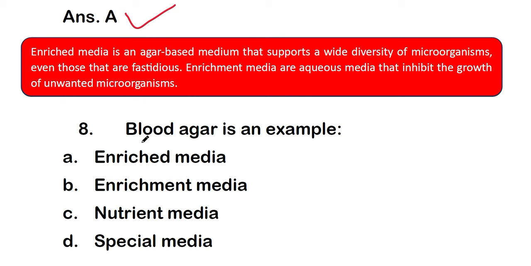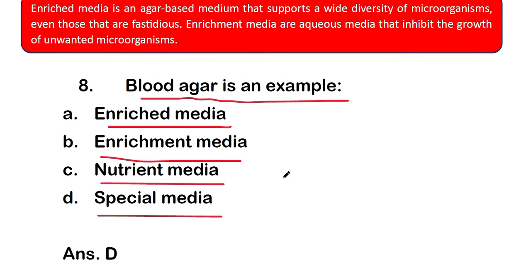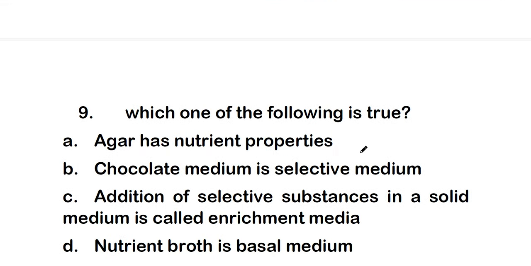Blood agar is an example of option A, enriched media, option B, enrichment media, option C, nutrient media, option D, special media. And the right answer is option D, that is special media. It is a special media. Blood agar is an example of special media. Okay, so let's move on to question number 9.